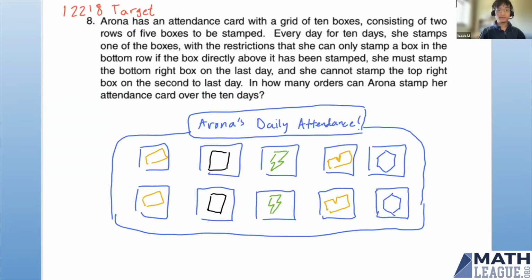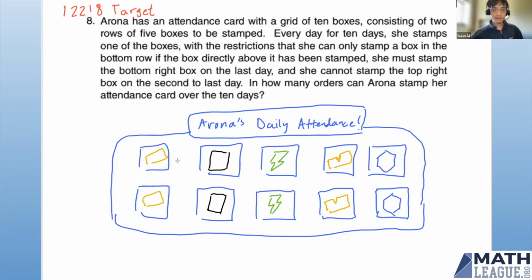So let's read the problem first. Arona has an attendance card with a grid of 10 boxes. As shown here, every day for 10 days, she stamps one of the boxes with restrictions that she can only stamp a box in the bottom row if the box directly above it has been stamped. She must stamp the bottom right box on the last day, and she cannot stamp the top right box on the second to last day. And how many orders can Arona stamp her attendance card over these 10 days?